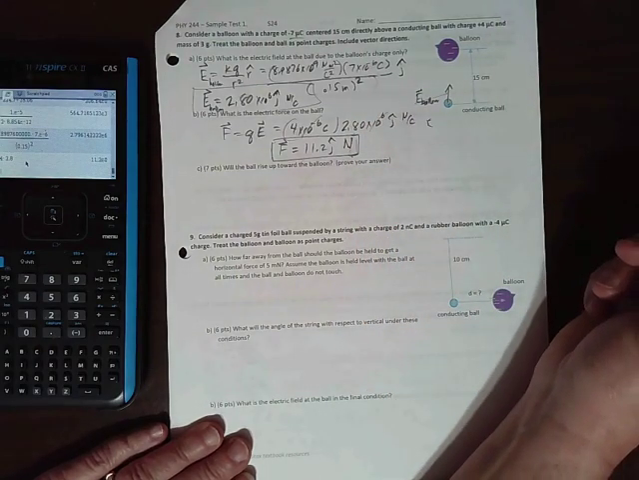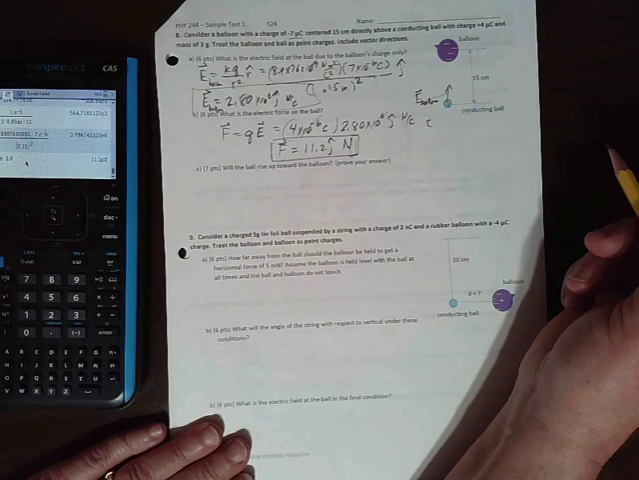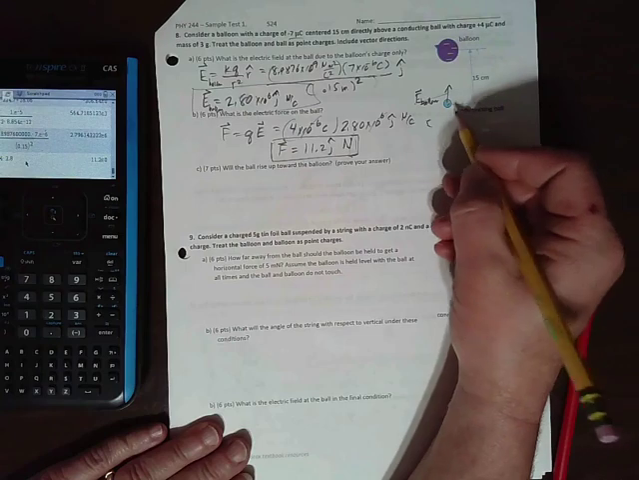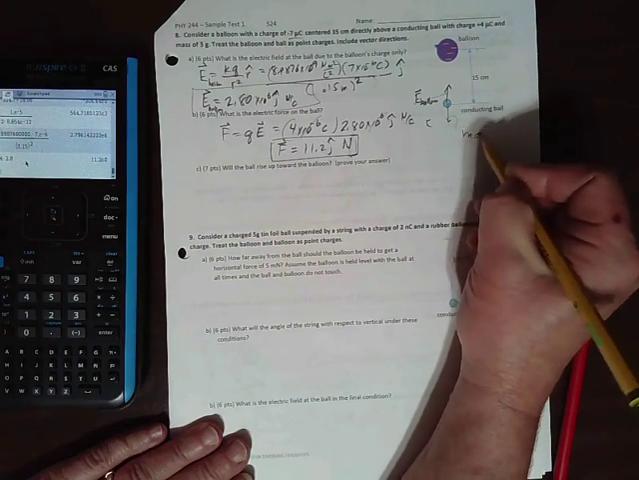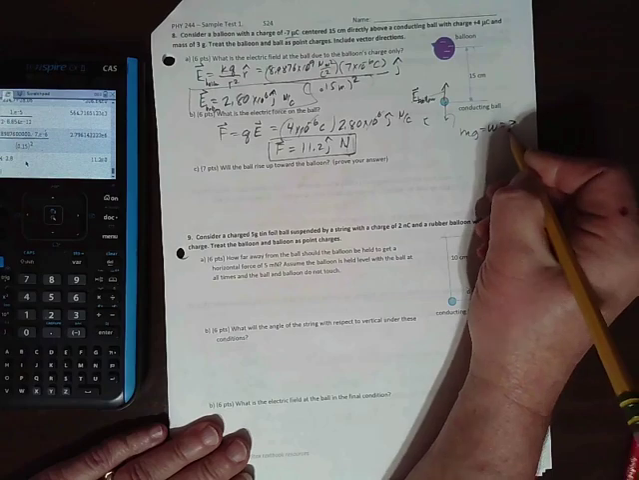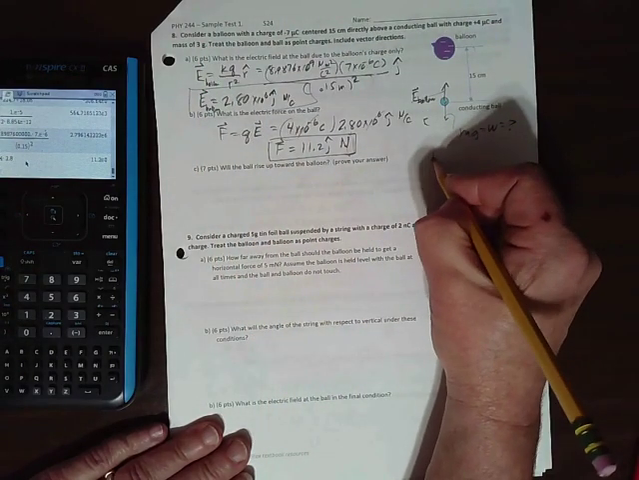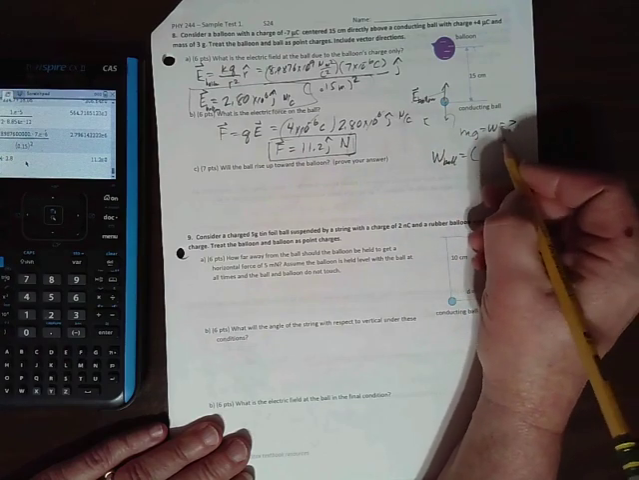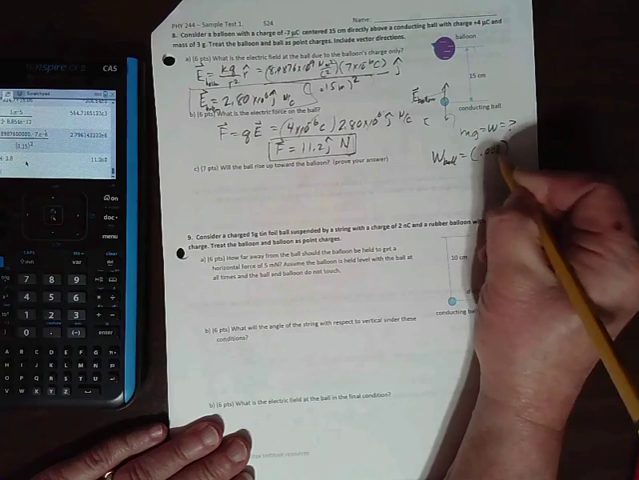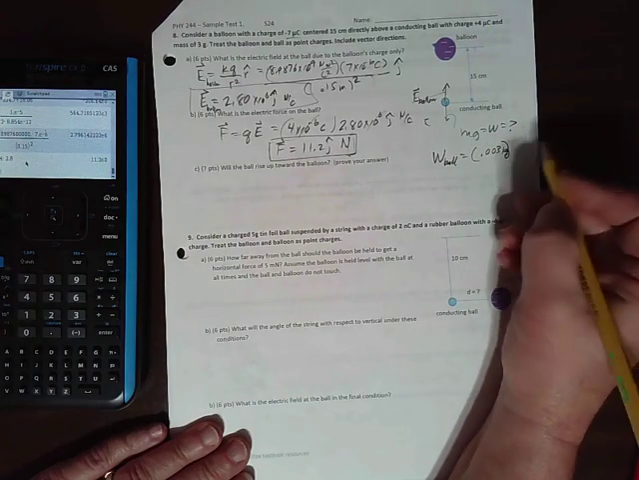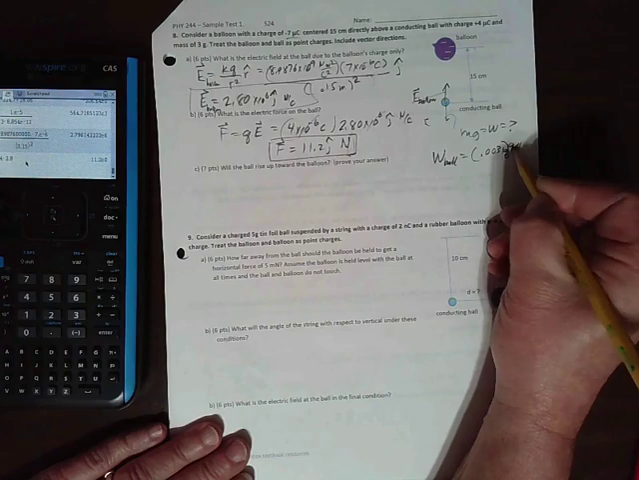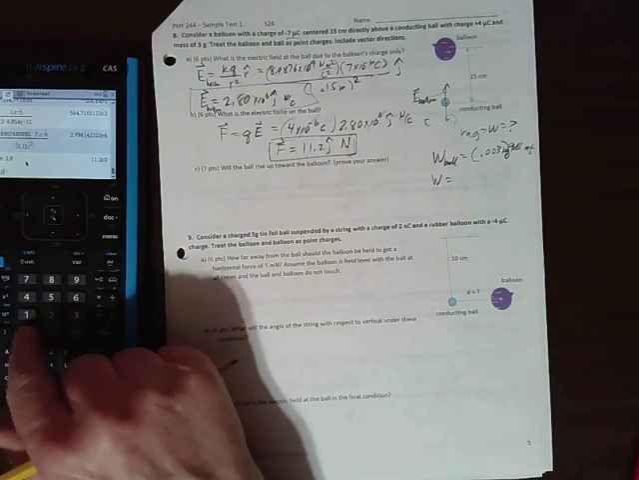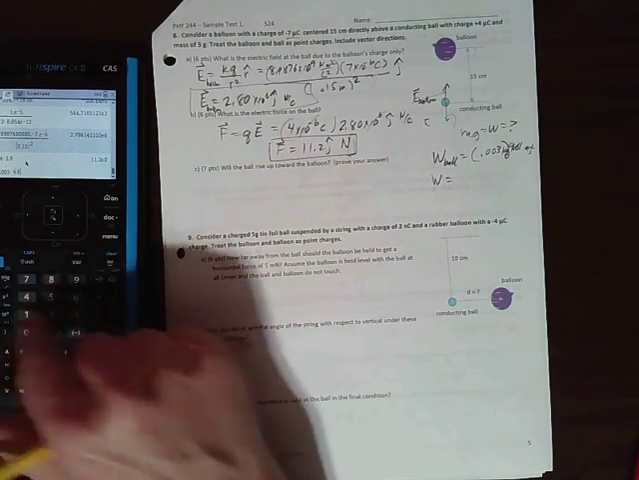Will the ball rise up toward the balloon? Well, if it's not too heavy, right? So how can we figure out if it's not too heavy? Well, we've got to figure out what mg is, the weight of the ball. We're given the mass, so what is the weight of the ball? m is 3 grams, so it's got to be 0.003 kilograms. Standard unit for mass is kilograms, and times g, 9.81 meters per second squared. So the weight of the ball will be 0.003 times 9.81.